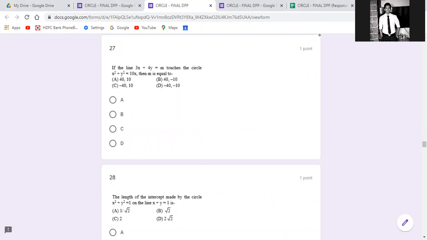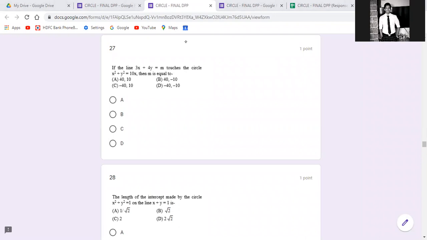Next one, 28. Tell me, if the line touches the circle, so what can you say? Who has done this question? Sir, if the line touches the circle, then the point should satisfy the equation of the line. Yes, but I didn't get the perpendicular distance. That's the right method.